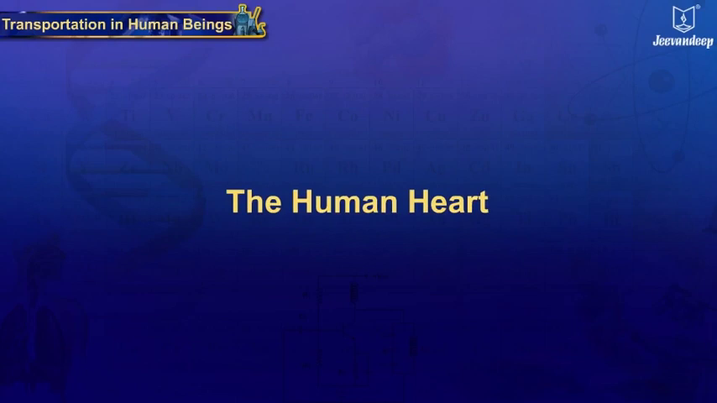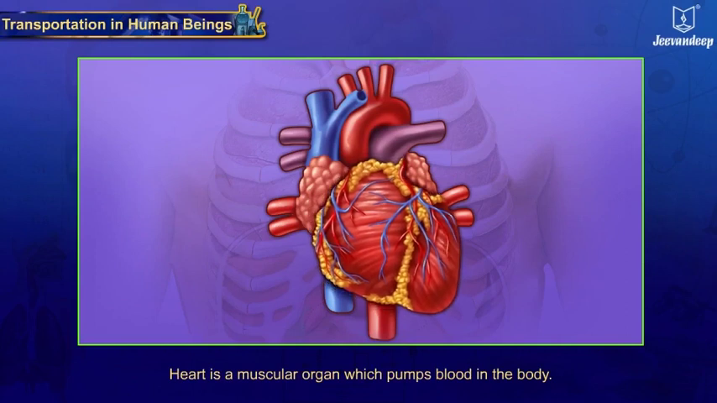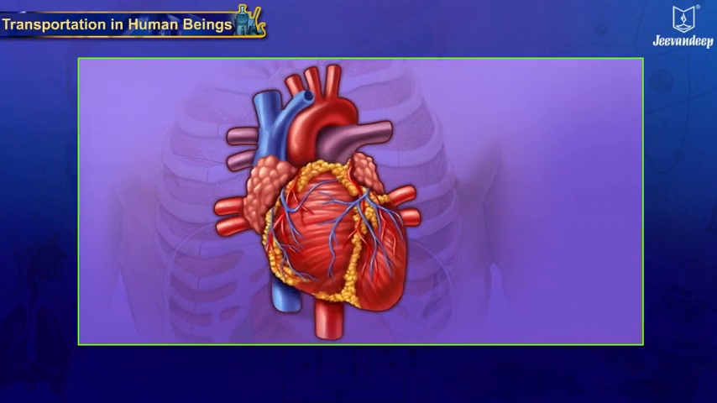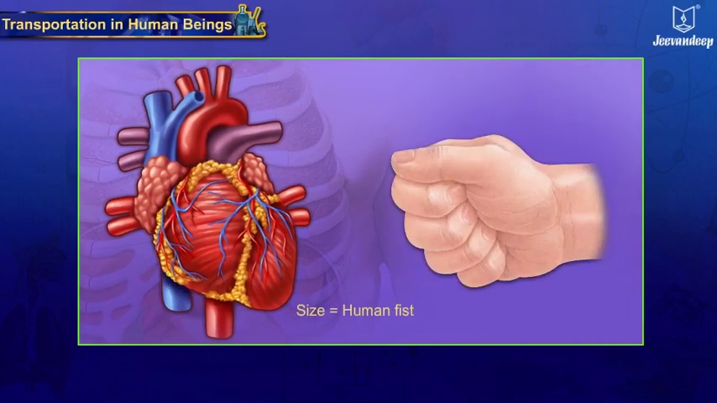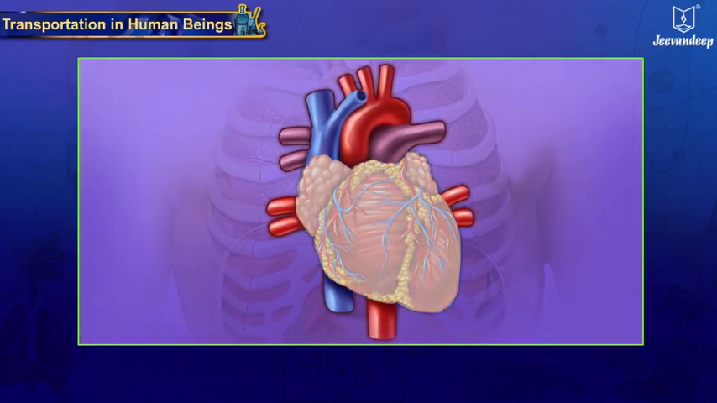The human heart. In human beings, the heart is a muscular organ which pumps blood in the body. The human heart is of the size of a human fist and weighs 360 grams approximately. The heart is covered by pericardial membrane.